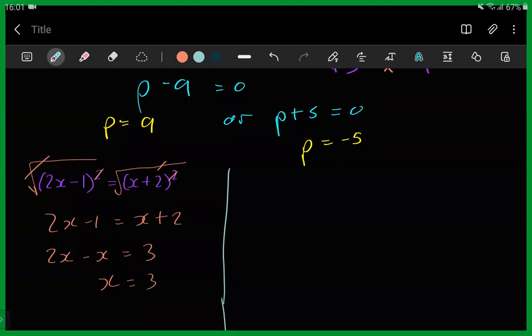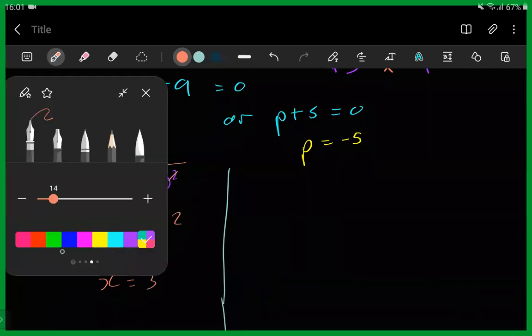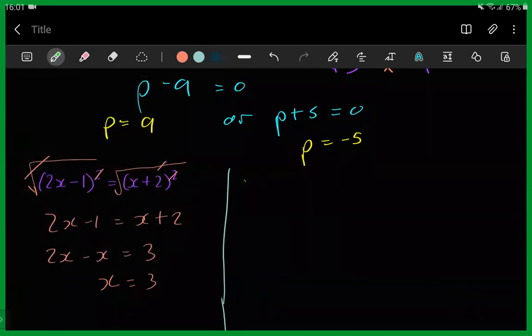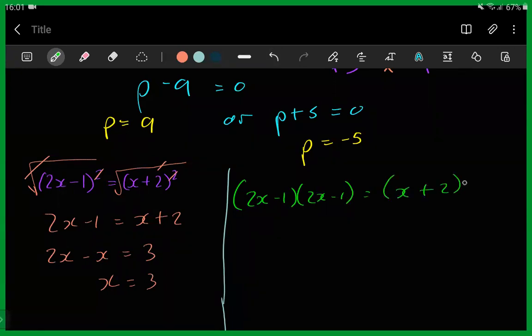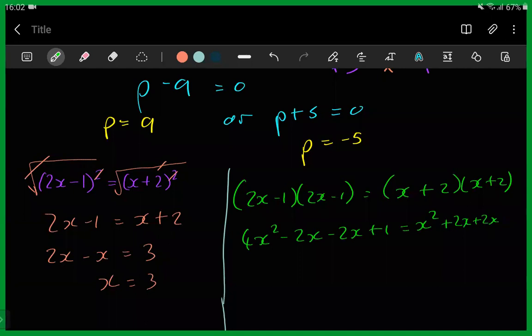So to go around that question, you want to think, okay, what would have happened if we just multiplied out the brackets? The first bracket was going to give us 2x minus 1, and then another 2x minus 1. Here we're going to have x plus 2, and then x plus 2. Here, 2x times 2x would have given us 4x squared. 2x times a negative 1 would have given us negative 2x. And then here, another negative 2x. And then here, positive 1. On the other side, x times x is x squared. X times 2 is 2x. Another 2x. And then a 4.